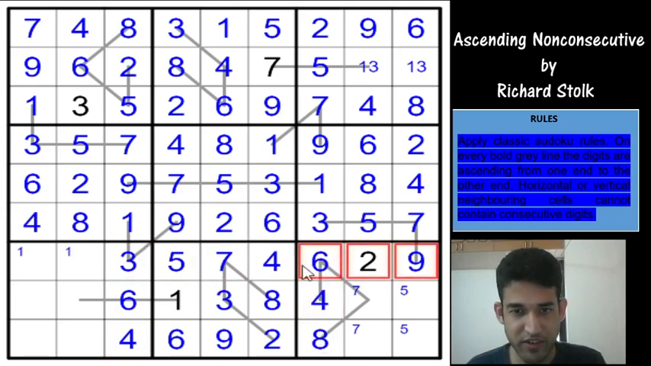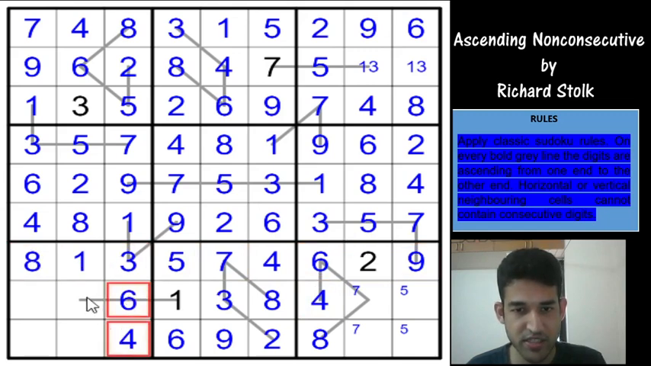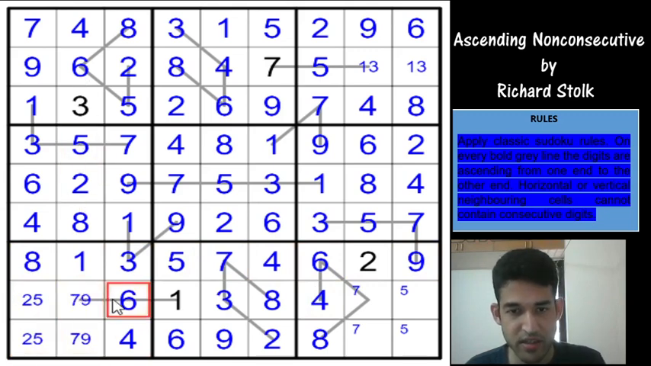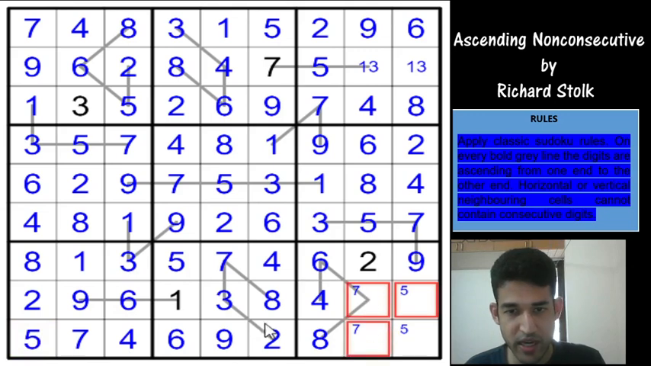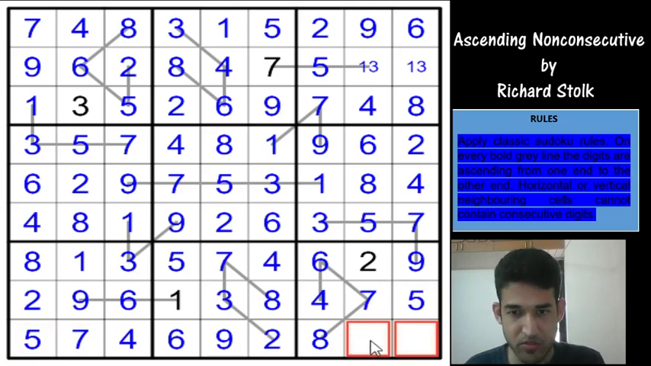3, 4, 5, 6, 7, 2 and 9. So 8 and 1. That's 8, that's 1. 1, 3, 8, 4 and 6. So this would be 2, 5, 7, 9, 5 and 2. So that's a 2, 5. That's a 7, 9. Can't have 7 next to a 6. That's a 9. That's a 7 and 2. So that's a 2. That's a 5. And 7 is pushed here. That's a 7. 5 is pushed here. And so 1 and 3 remaining. So this has to be a 1, 3 pair.